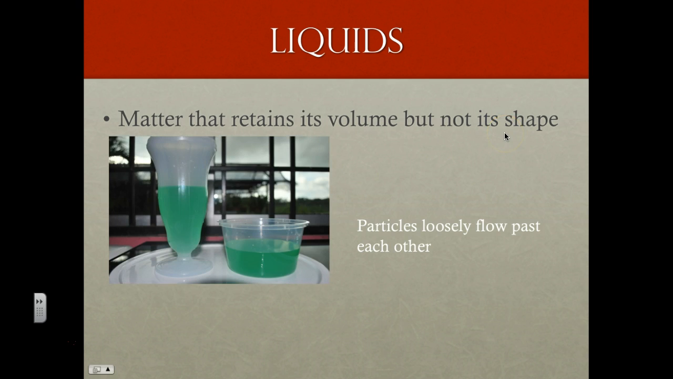Both of these containers contain the same amount of liquid. However, if you notice, the liquid has a different shape in each one. This is because even though the particles are close together, they're far enough that they can, I guess you could say, flow past one another. So again, liquids can retain their volume. So both of these have, let's say, 100 milliliters, but they take the shape of the container.